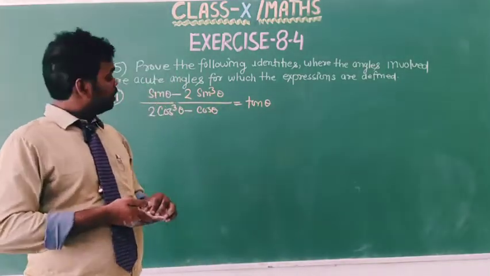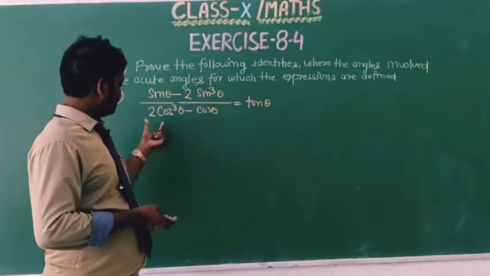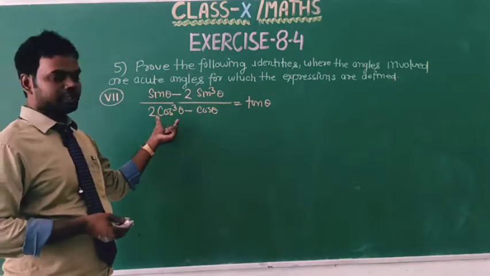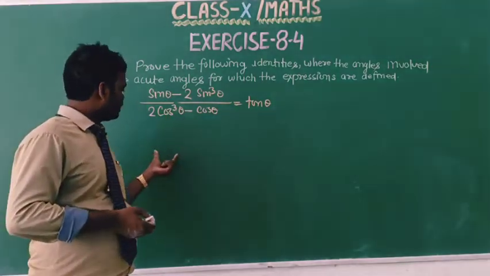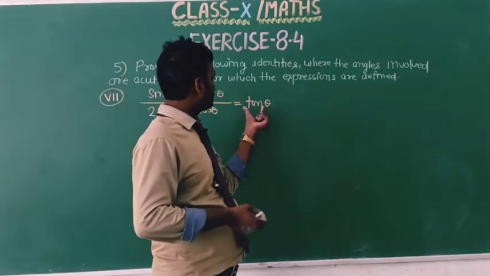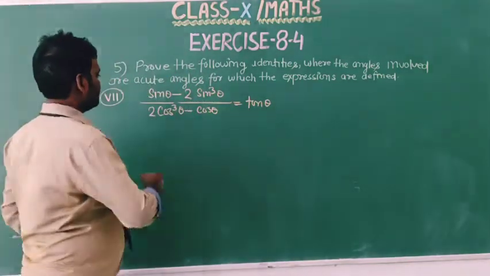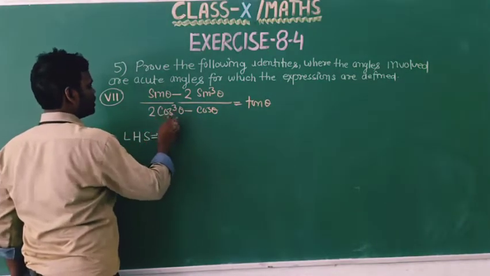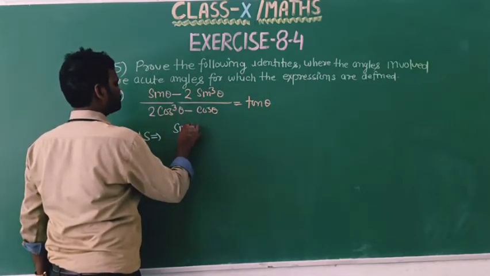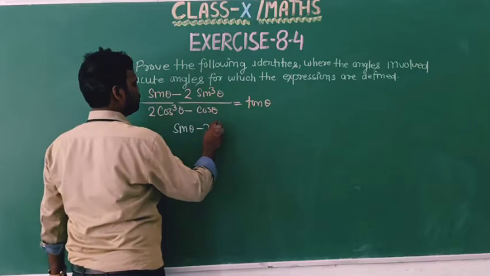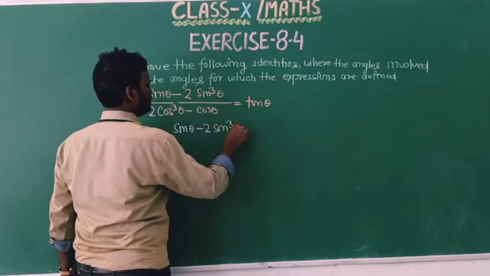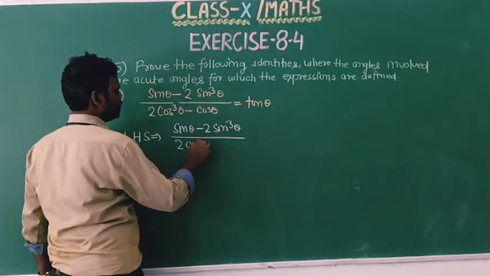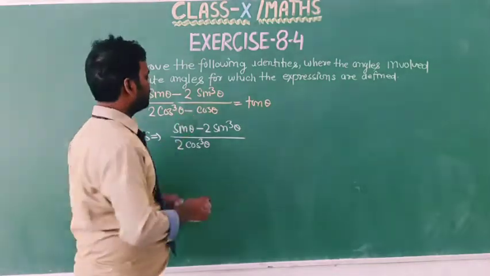I will consider the LHS part of this trigonometric identity, and with the help of this we have to show the RHS part, that is tan theta. So the LHS part is sin theta minus 2 sin cube theta upon 2 cos cube theta minus cos theta.